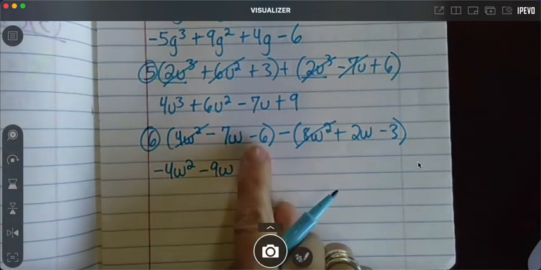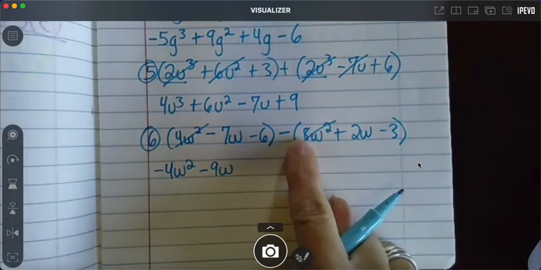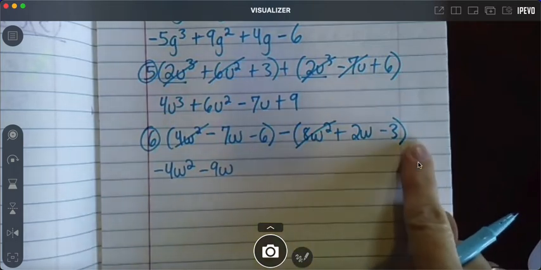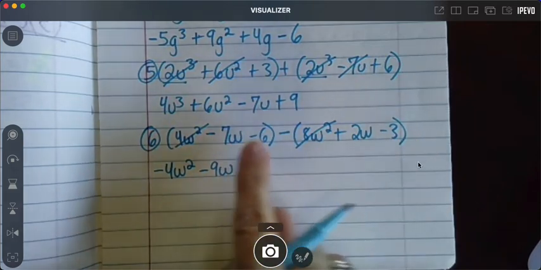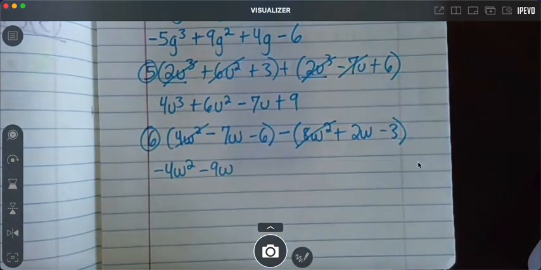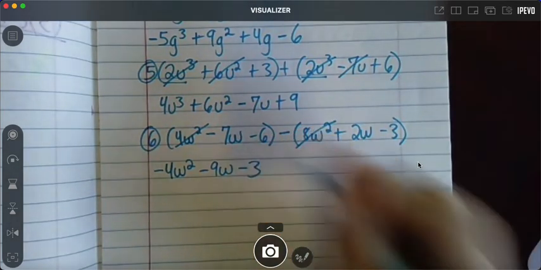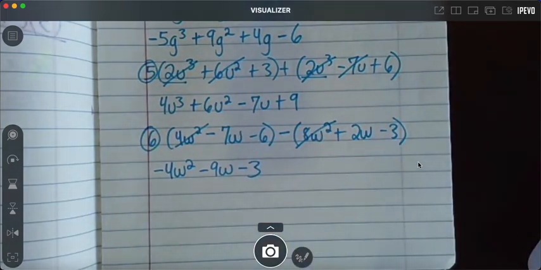Okay, and then what is negative 6 minus negative 3? Keep change there. Negative 6 minus negative 3. Negative 3. There you go. Oh, y'all, and I'm not telling y'all these answers. Let's see. Yeah, that one's A.